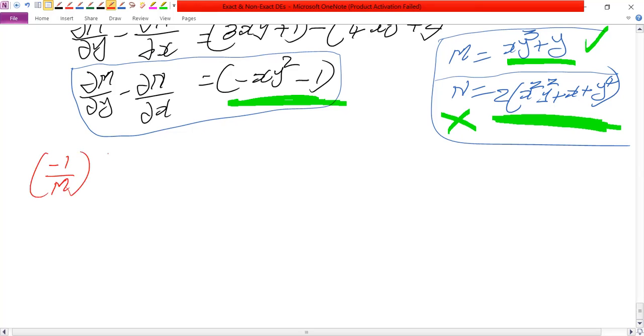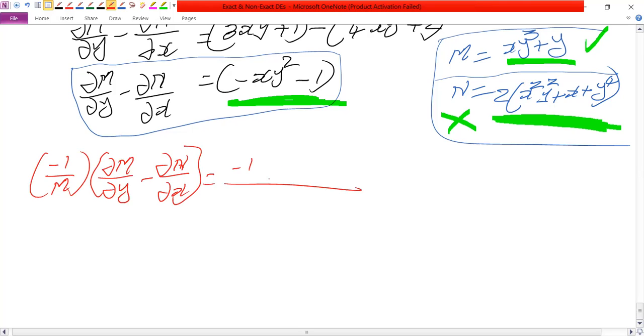Are you able to hear? dou m by dou y minus dou n by dou x. Then what is minus 1 by m I am taking? What is m? xy cube plus y is the denominator m. And the numerator dou m by dou y minus dou n by dou x is minus xy square minus 1.